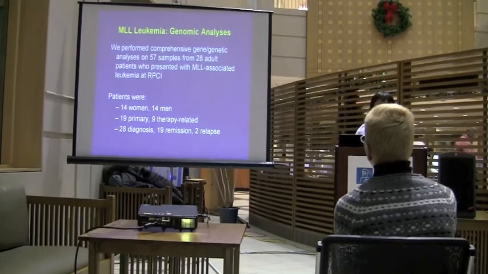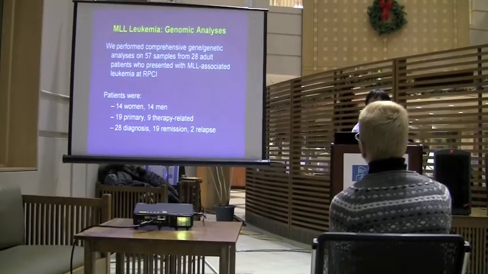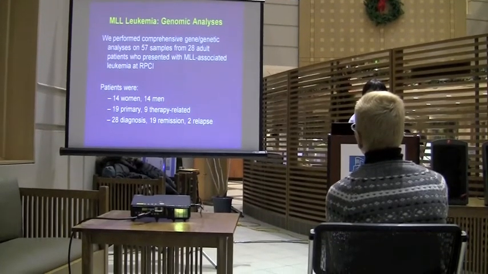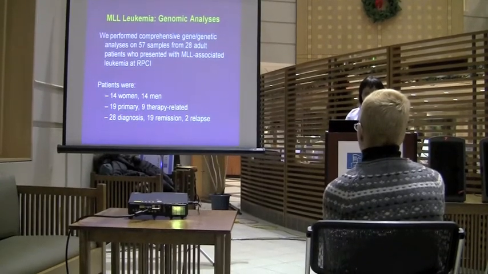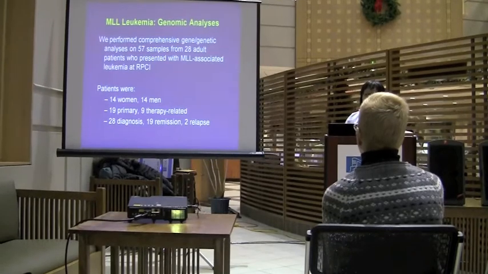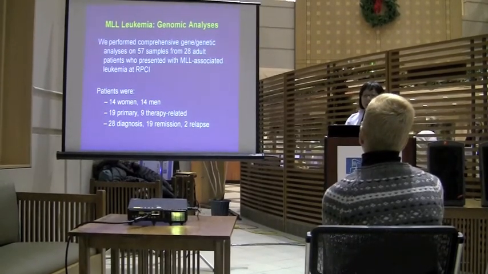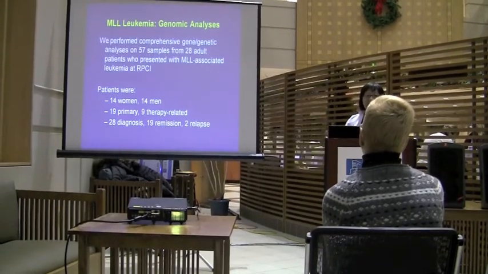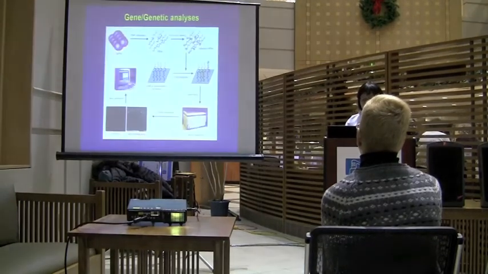What we've done is we've identified 28 patients who had MLL-associated acute leukemias here at Roswell Park. There were 14 women, 14 men. We looked at their clinical situation. We looked at samples from patients at the time of their diagnosis, at the time they went into remission, at the time that their disease recurred. And we decided to study these samples to see what information we could get from the patients who were treated here that allowed us to store their material.